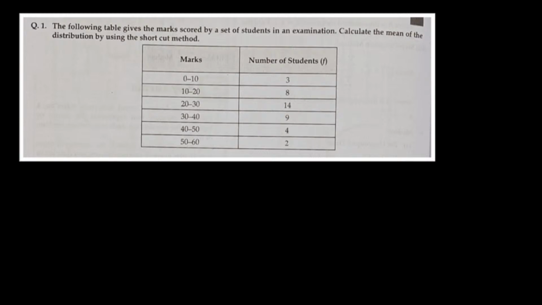Now the second method, which is the shortcut method. We will do the shortcut method in this question, because you have to be very particular about all the methods here. In the question they will mention, as you see in this question also, calculate the mean of the distribution using the shortcut method. So all the methods you should be aware of.